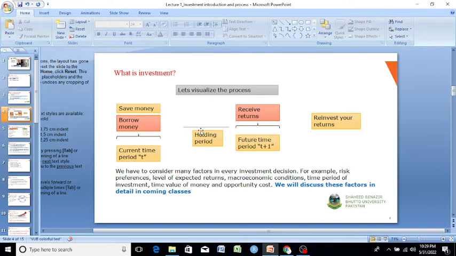And then after a specific period of time, we can evaluate our investment decision to see whether it has generated any returns or not. This is normally done at time t plus 1, and after that we either withdraw our returns and consume them or we reinvest our returns. So we can see that this is not a single step, rather it involves a series of complex steps.